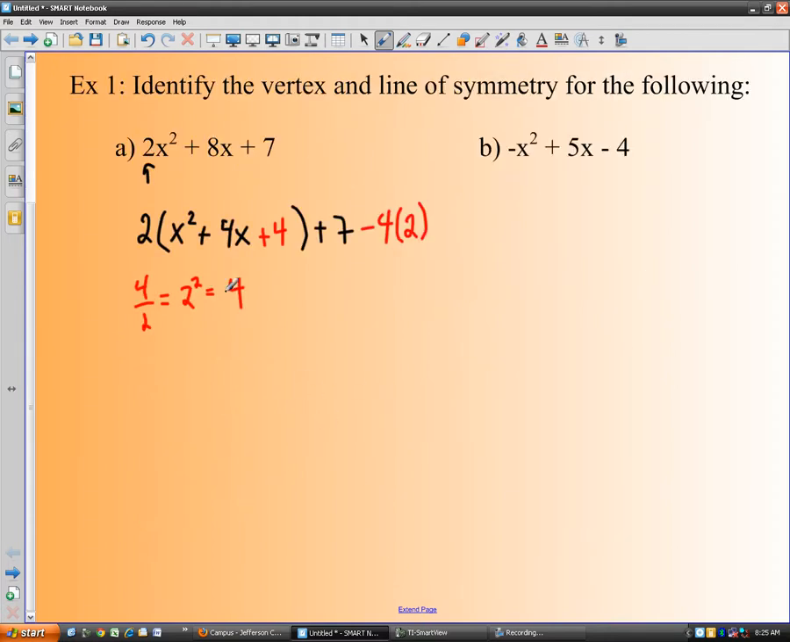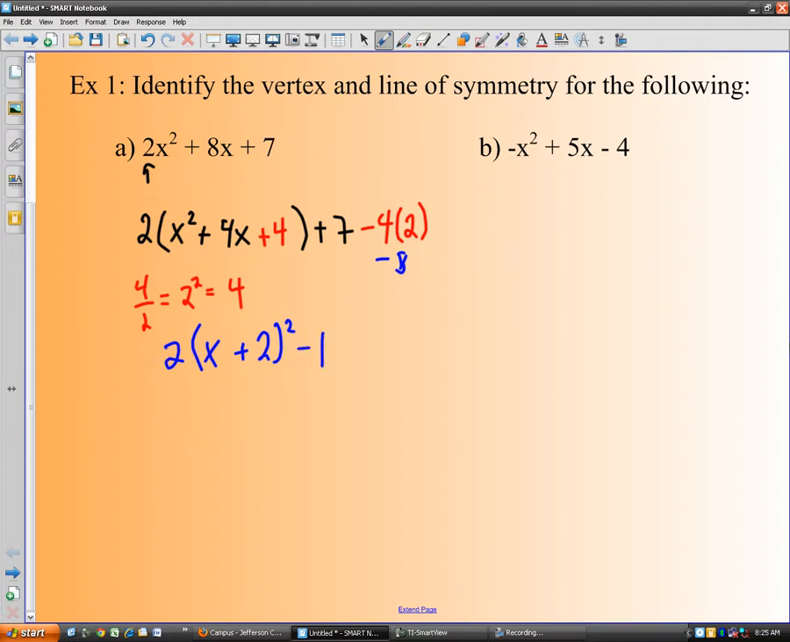So continuing on with this problem, I can factor the inside of this, and it'll factor nice and neat. The 2 will remain out front, and inside, when I factor this, I get x plus 2 squared. And then on the outside, when I take the 8, negative 8, and add it to my 7, I get negative 1. So now I'm in vertex form. Now this function is in vertex form.